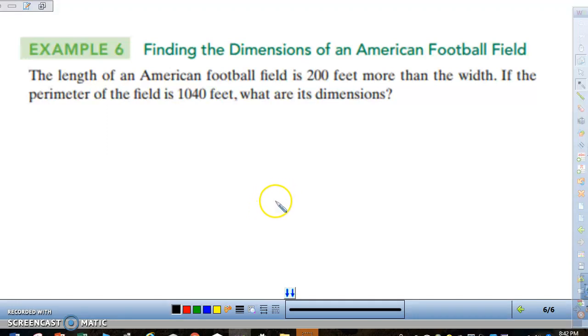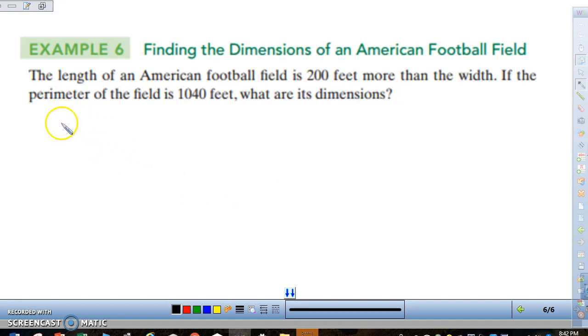This is example 6 of lesson 1.3. The length of an American football field is 200 feet more than the width. If the perimeter of the field is 1,040 feet, what are its dimensions? Meaning, what are the length and the width?